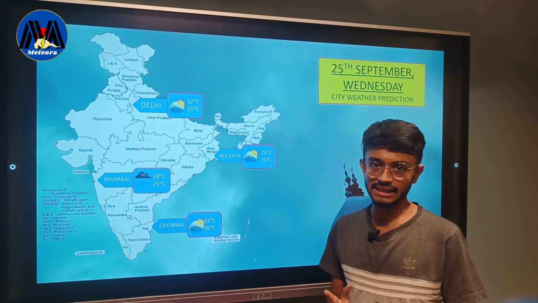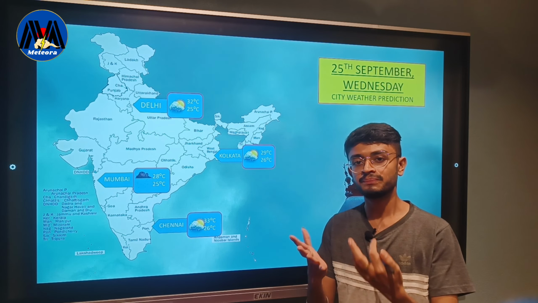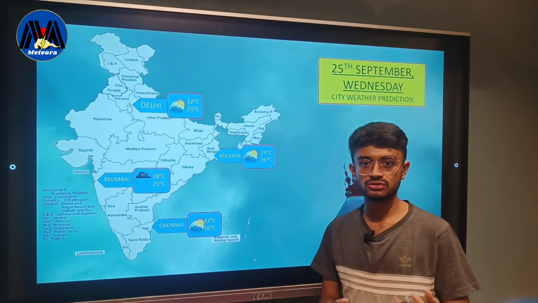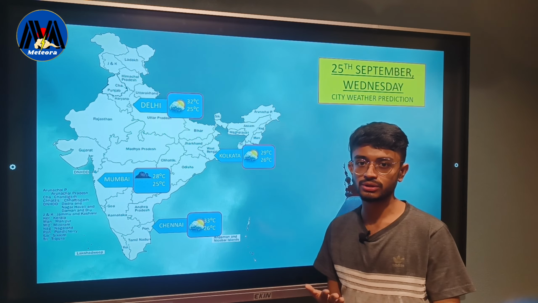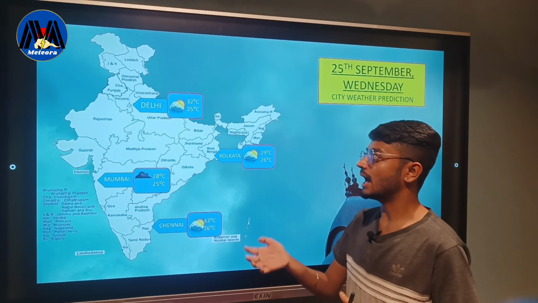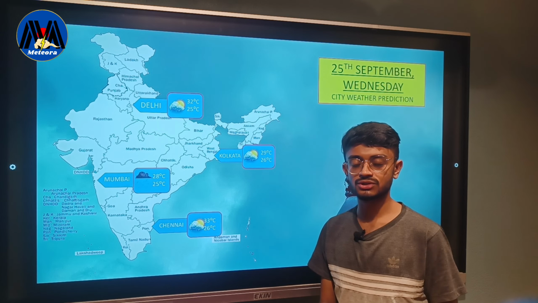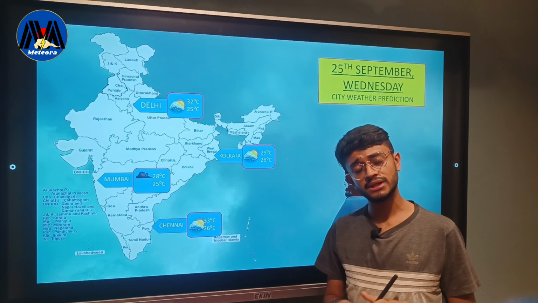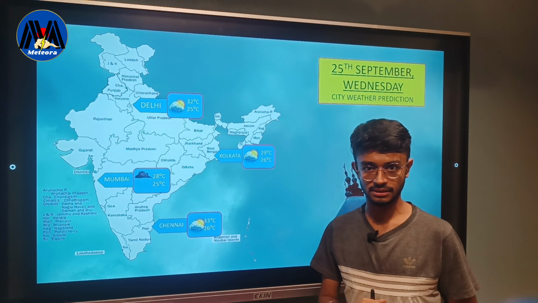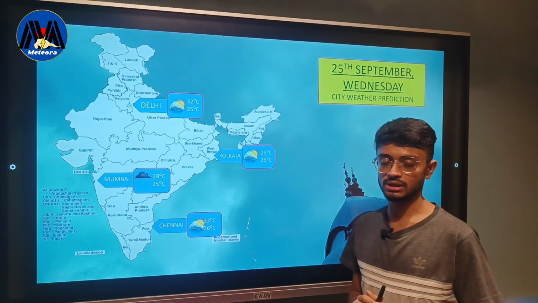So first is Delhi, which is having a patchy coverage of rainfall or isolated conditions, and also partly cloudy to sunny conditions will be prevailing. The maximum temperature in a day will be 32 degrees centigrade, and the minimum temperature of that particular day will be 25 degrees centigrade. And moving on to the next, that is Kolkata.